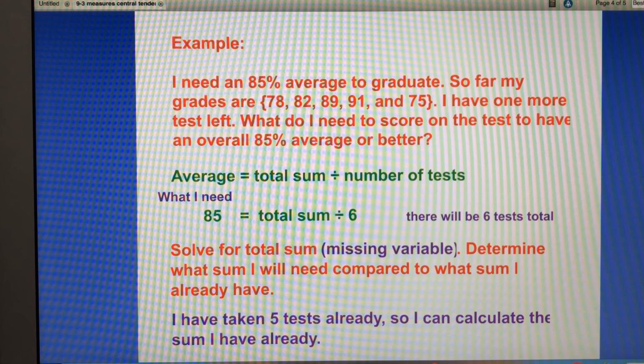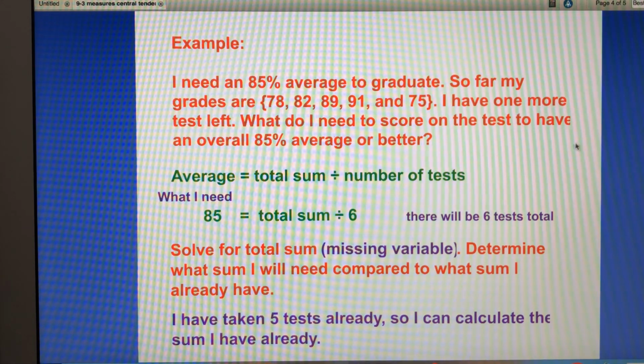I told you in class, this is the type of question you actually will have in real life. You get to college and you want to know, what do I need on my last test in order to get an A or a B in this class? You'll be able to figure it out.